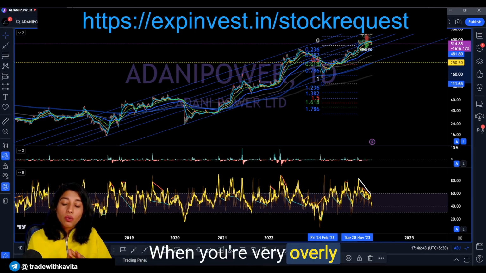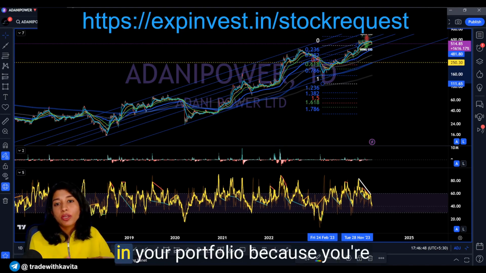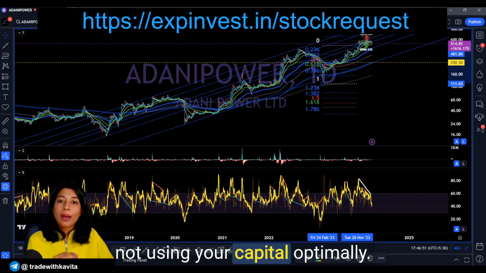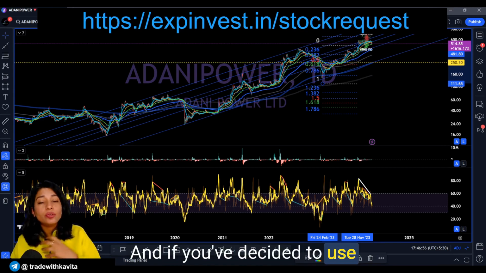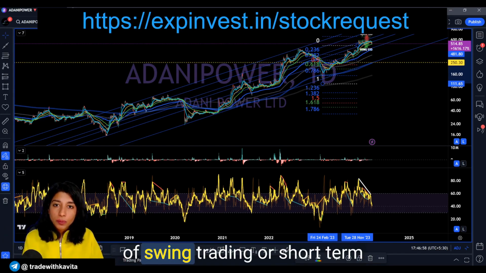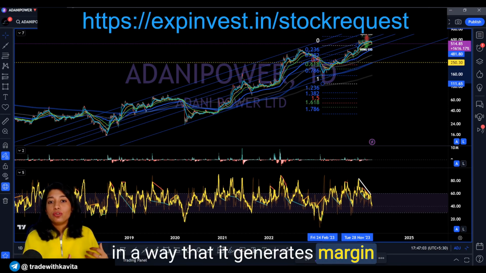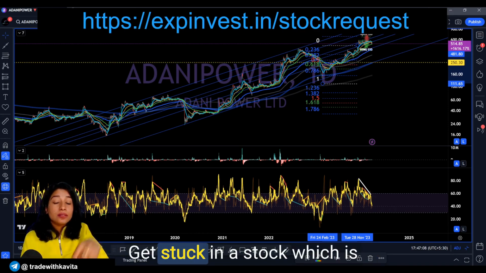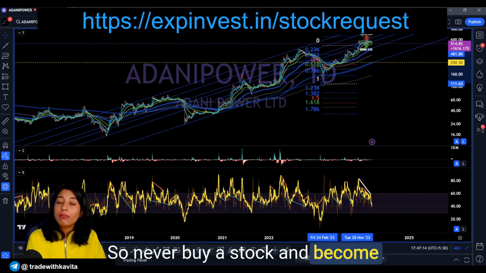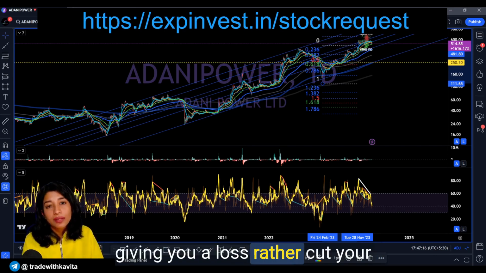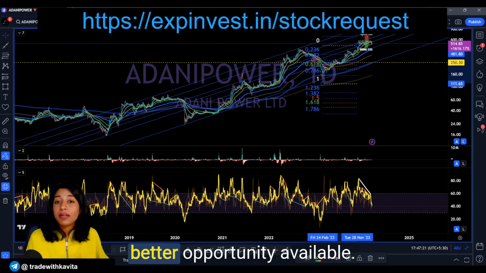When you're overly concerned about booking a loss, you'll be underperforming in your portfolio because you're not using your capital optimally. You need to understand that you have a limited amount of capital. And if you've decided to use that capital in your business of swing trading or short-term trading, you need to churn it in a way that it generates margin for you rather than it getting stuck in a stock which is not giving you good returns. So never buy a stock and become a long-term holder because it's giving you a loss. Rather, cut your losses short and invest the capital somewhere where there's better opportunity available.